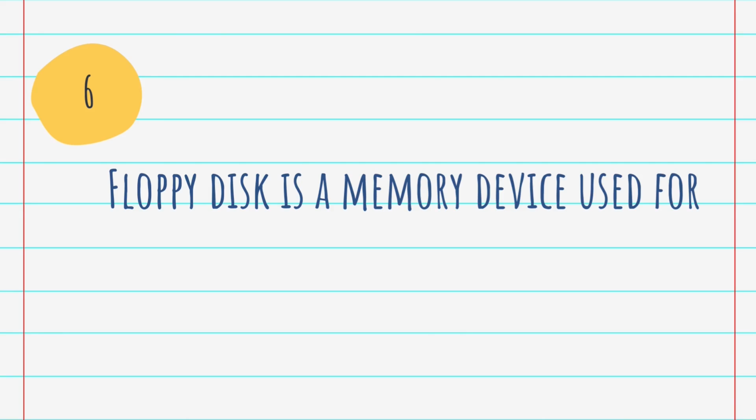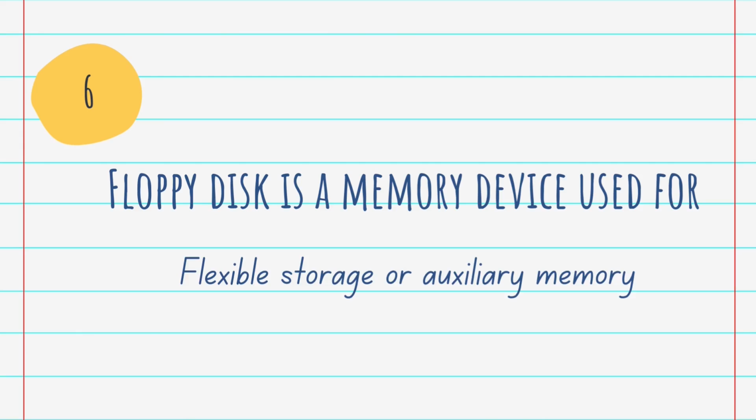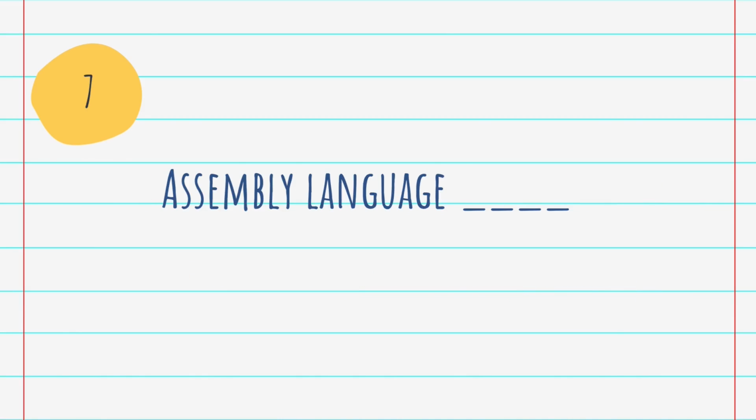Question number 6 is floppy disk is a memory device used for. Answer is flexible storage or auxiliary memory. Floppy disk is a magnetic storage medium used with late 20th century computers. Very popular from the 1970s until the late 1990s in their use with personal computers to distribute software, transfer data, and create backups. They were supplanted by the increasing use of email attachments and other means to transfer files from computer to computer. Before hard disks became affordable to the general population, floppy disks were often used to store a computer's operating system.